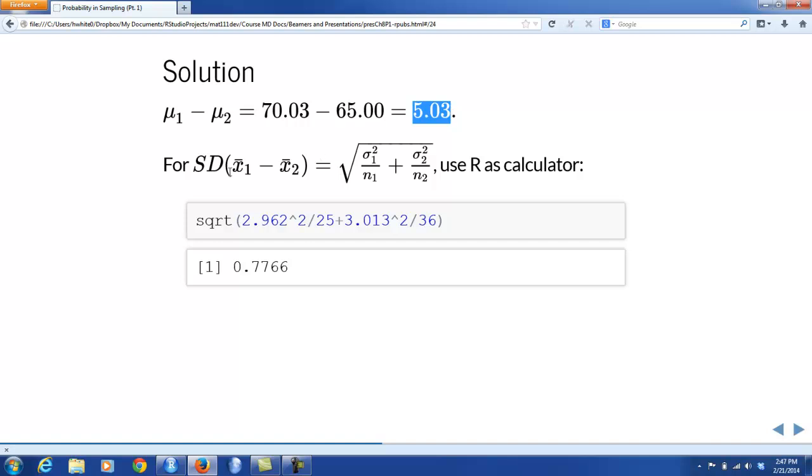For the standard deviation of x1 bar minus x2 bar, we simply pull out the formula, and then maybe we can take it to R. Using R as a calculator, we need to take the square root of the standard deviation for the gals, 2.962, square that, divide by the 25 guys. Here's the standard deviation for the gals divided by the 36 gals, and the result is 0.7766.